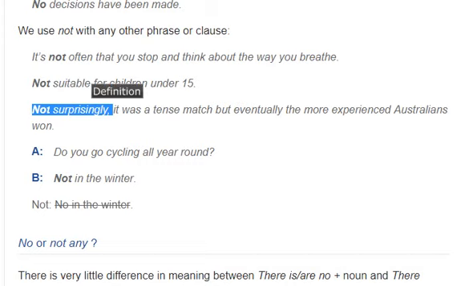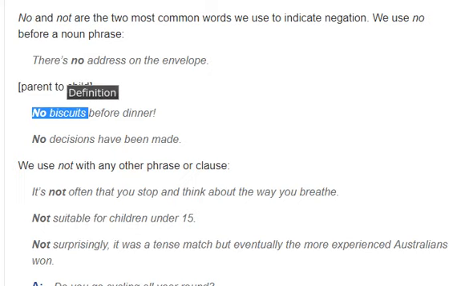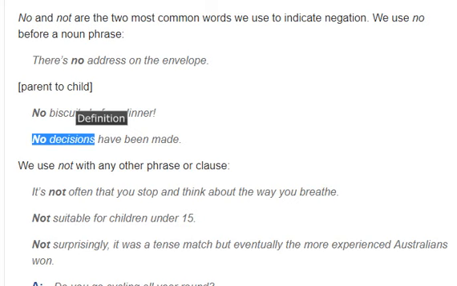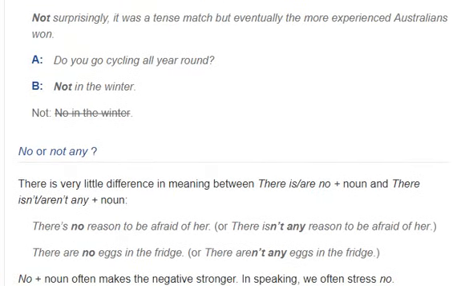When it would be, if it was a dress, like here in this example, or biscuits, tipo de pão, decisions, a person, place, thing, or idea, a noun. Então, surprisingly não é person, place, thing, or idea, então você pode usar not.